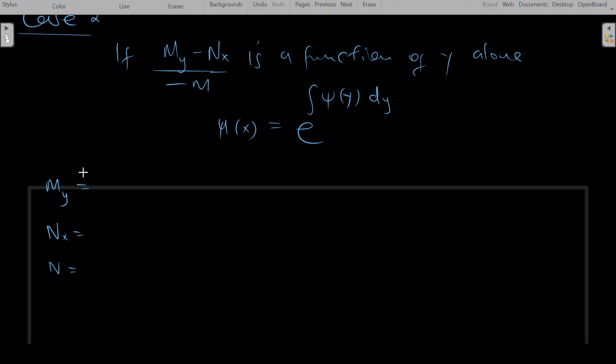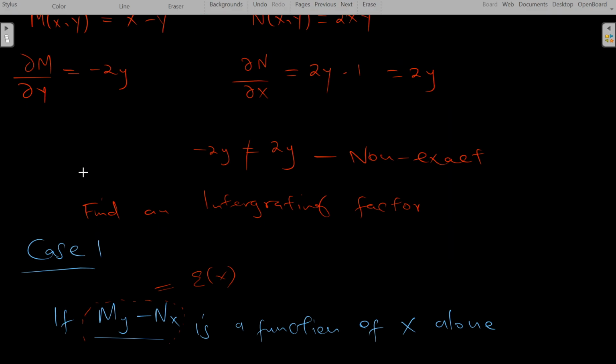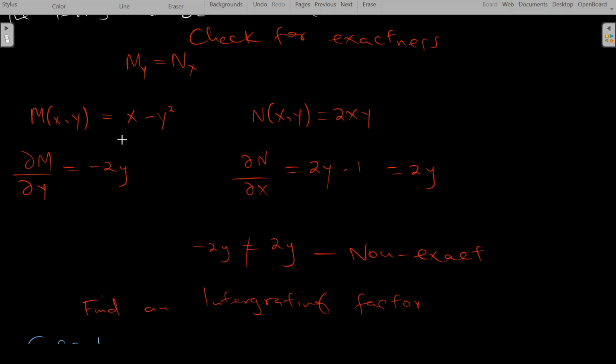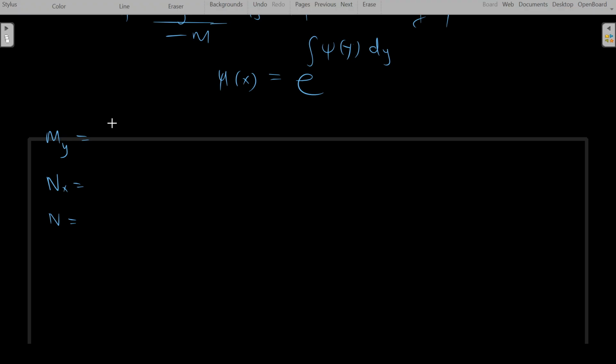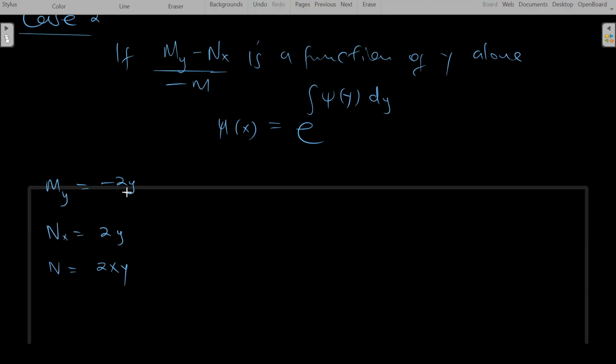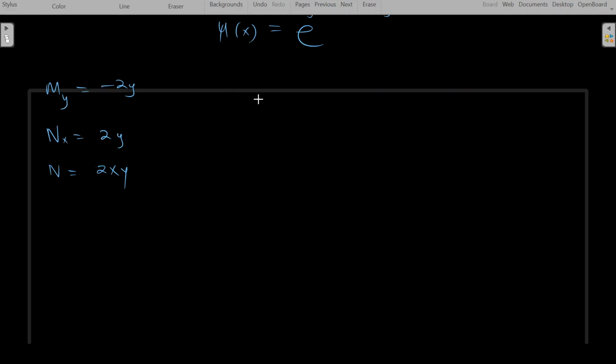So from this point, our M_y is -2y, and this is 2y. Our function alone, our N of x, y, is 2xy. Now from this point, let's operate these. We are saying -2y minus 2y divided by 2xy.